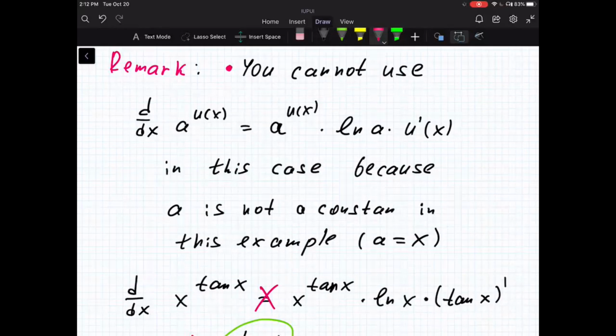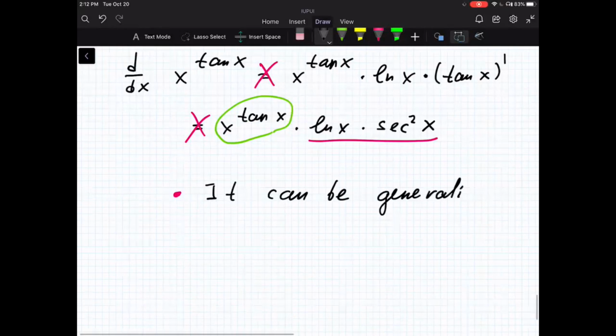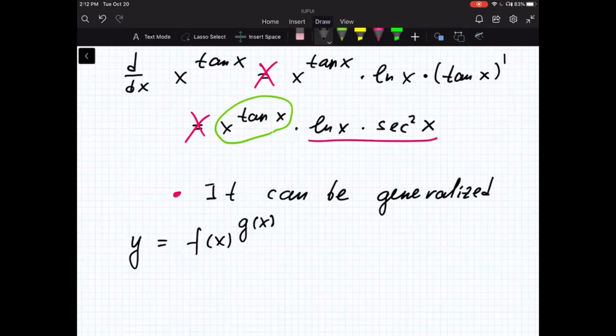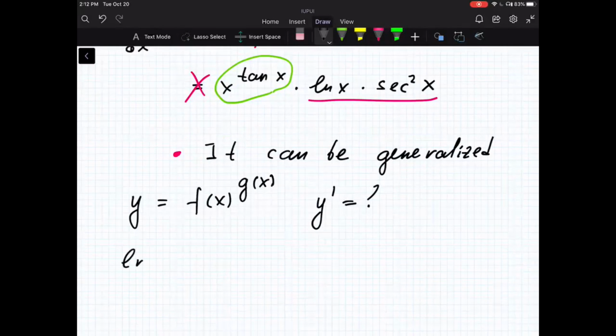First remark. And second remark, that it can be generalized to the function that has the following form: f of x to the power g of x. So if you want to differentiate such a function, again, there is no rule, but what you can do, you can consider logarithm of y, and that will be g of x times logarithm of f of x. And then differentiate both sides and do the same steps that we did in the previous example.